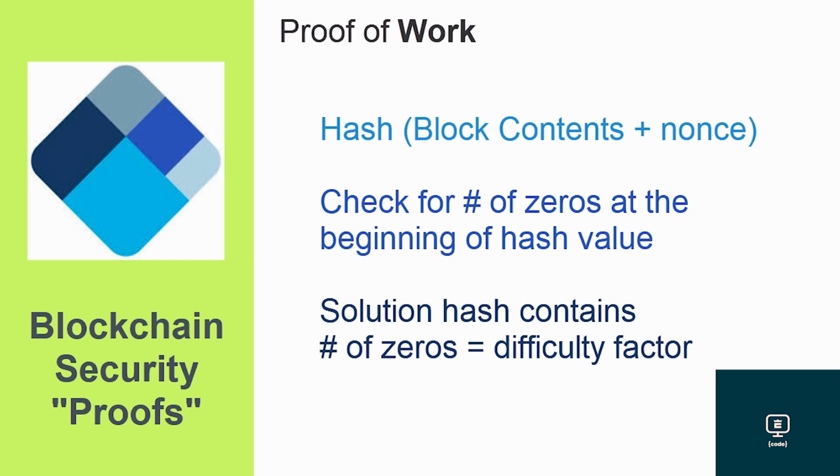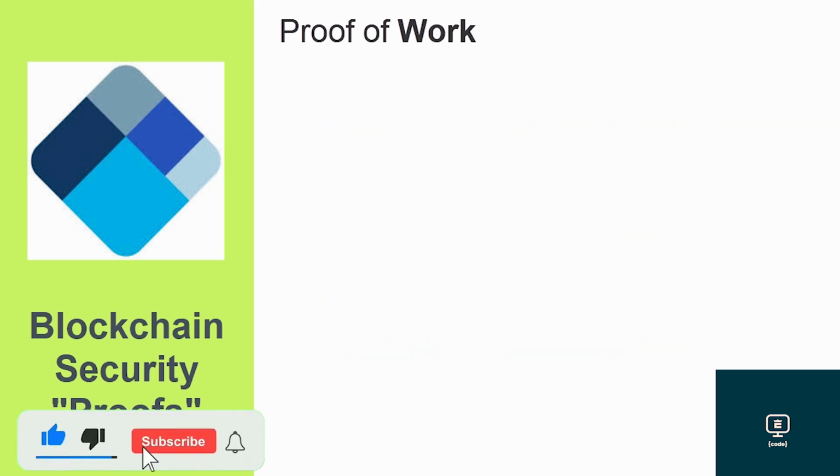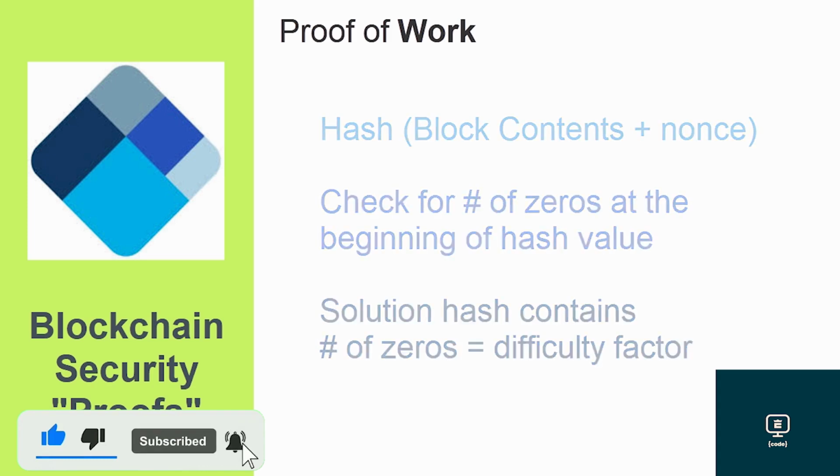This takes billions upon billions of recursions to finally arrive at an acceptable hash value and suffice the block's proof of work requirement. All of this work to be able to submit a new block to the blockchain.